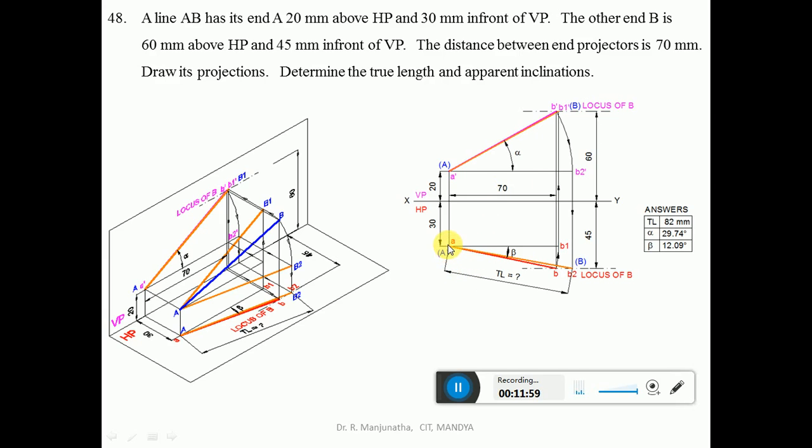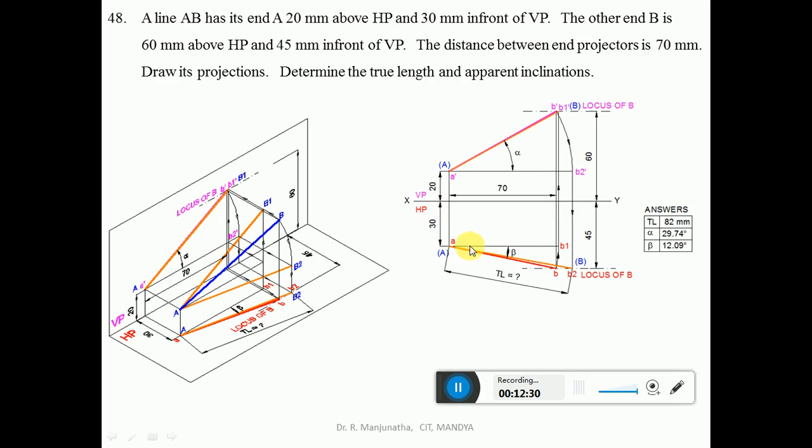So to find the true length in the vertical plane, you have to make the line which is inclined to VP parallel to VP. Which is the line which is inclined to VP? The top view line is the one which is inclined to VP. So you make that line parallel to VP. With A as center, taking the compass, measure a distance of AB and draw an arc such that both A and B1 will be in front of VP by 30 mm. Then AB1 is the line which is parallel to VP.